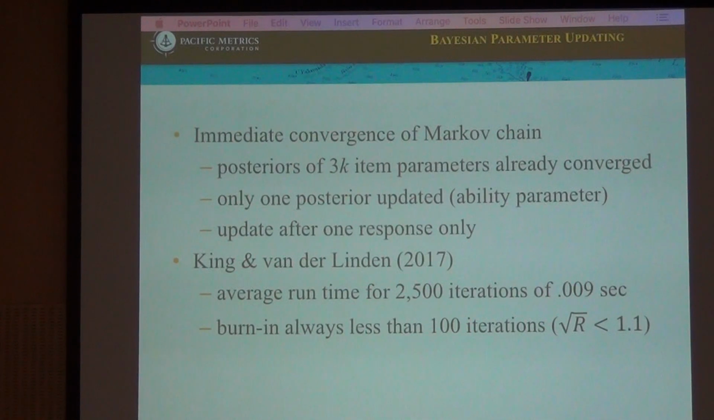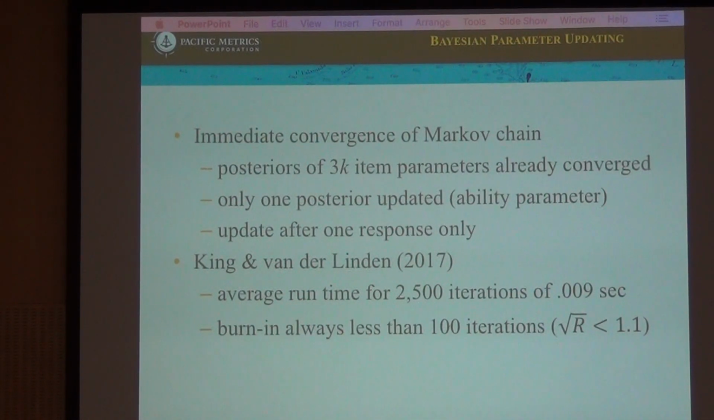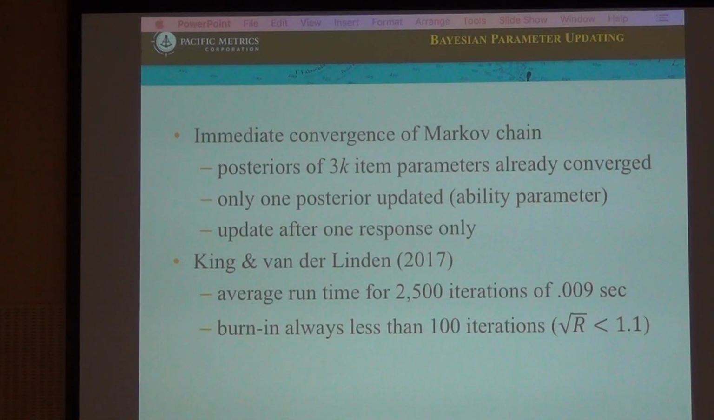Because in the case of ability parameter estimation, the posteriors of the item parameters, if at the 20th item I'm updating, so I have 60 item parameters, those posteriors in the sample have already converged. And there's only one posterior that's updated, the ability parameter, and the update after one response only. So I mean, it's immediate. I'll show you a few plots, immediate convergence.